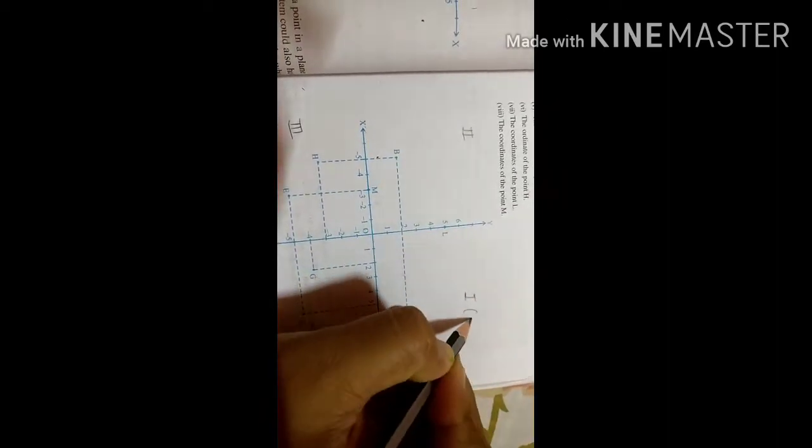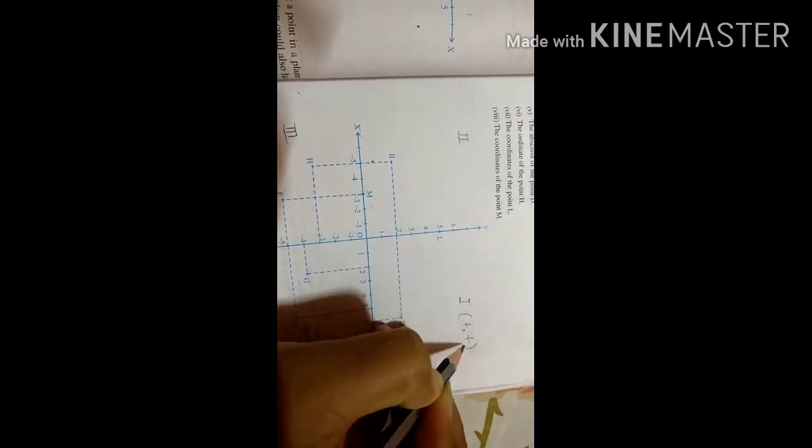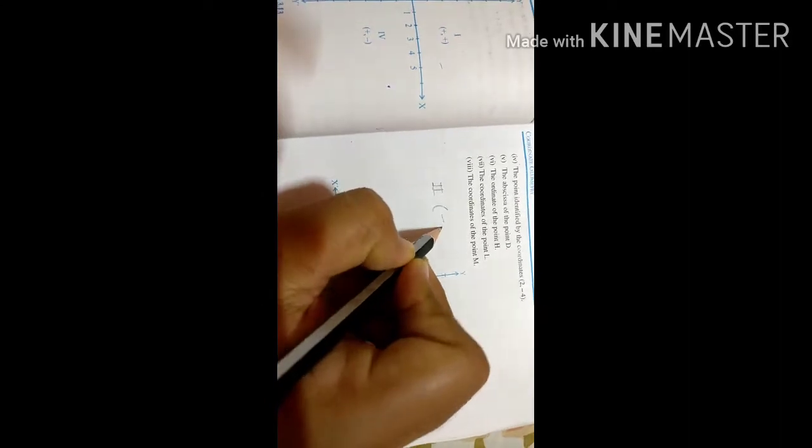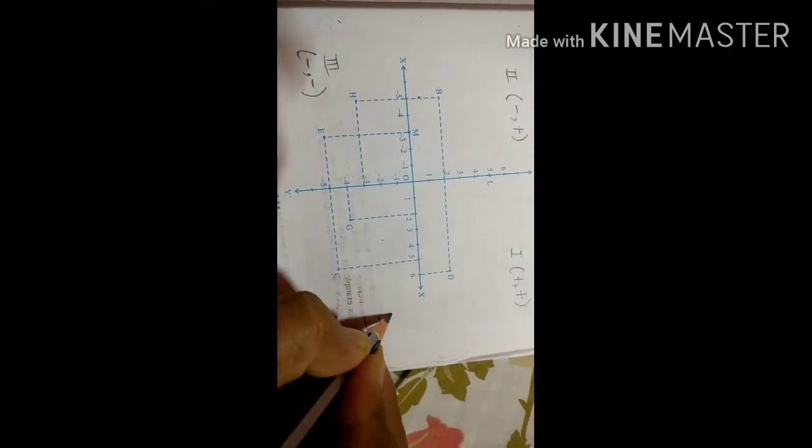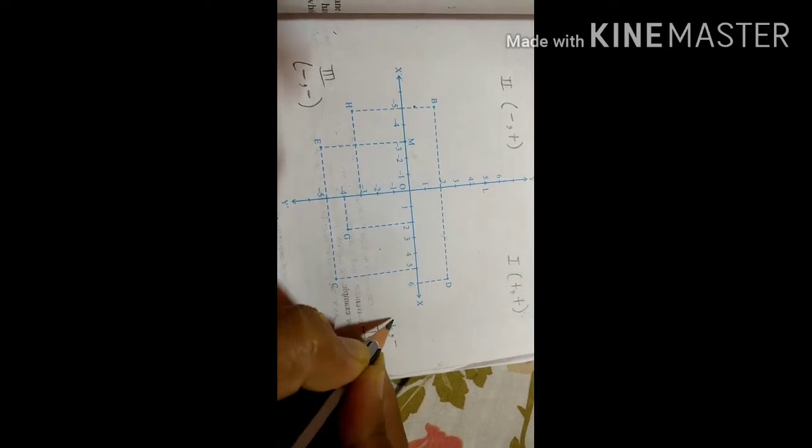I hope you remember this one. If you remember their signs: the one coming this side, first quadrant, is plus plus. The one at the left side, second quadrant, is minus plus. Third quadrant is both minus, and the fourth is what? Plus minus.